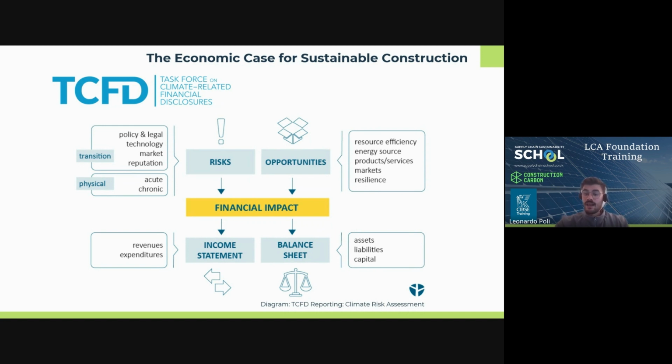The TCFD has had a particularly strong impact in raising the issue of climate change as a significant investment and insurance issue with attendant risks and opportunities. This has raised the awareness of climate change as a risk issue with respect to property investment.